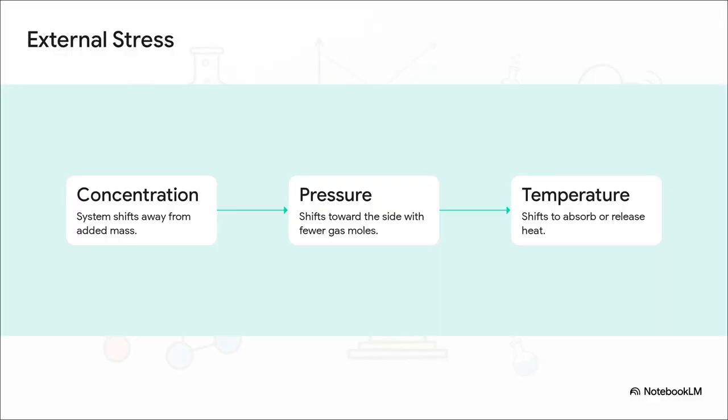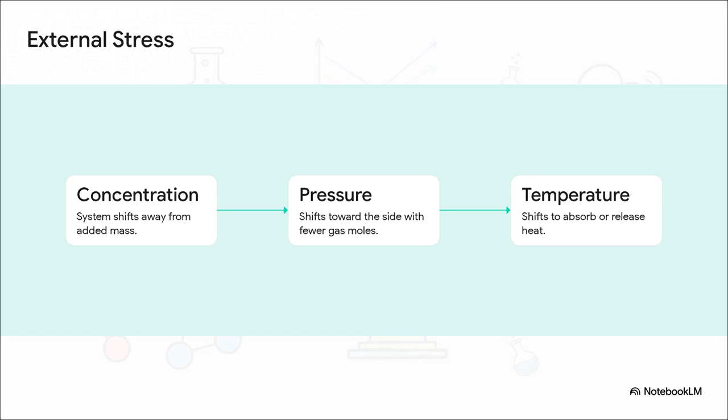Let's see how this breaks down into 3 actionable rules for disrupting the system. First up, altering concentration. If you dump in more reactant, the system shifts forward to consume it. Simple enough. Second, tweaking pressure and gases. If you literally squeeze the container and increase the pressure, the system escapes that stress by shifting toward the side of the reaction with fewer moles of gas.